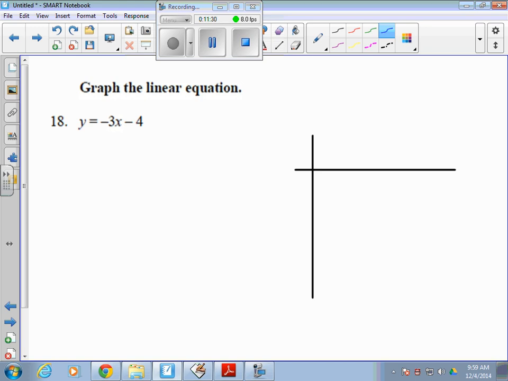18 tells you to graph the linear equation. Again, nice and neat, nice and simple. Mx plus b. Your b value is negative 4. Tells you where to begin. Your m value is negative 3. Remember, slopes are always written as a fraction, so make it over 1 if you have to.